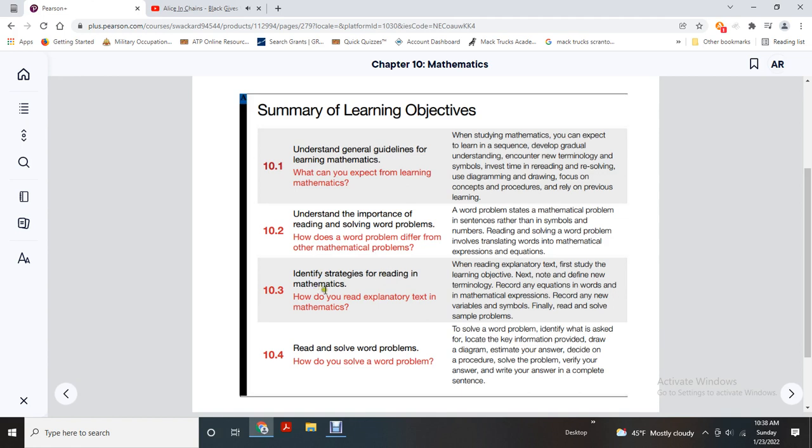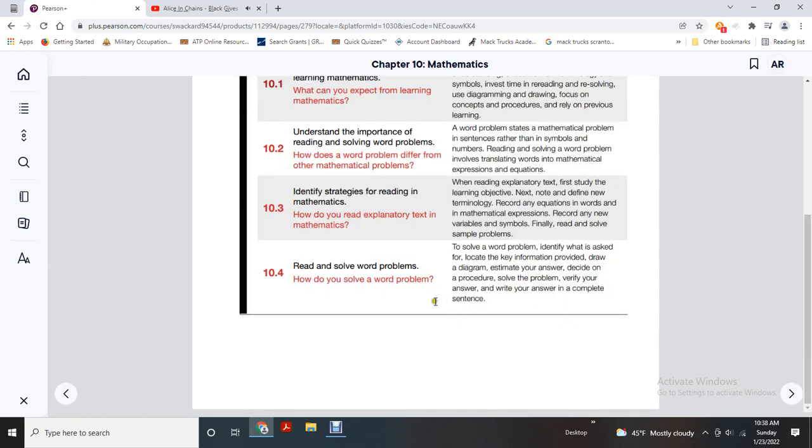Identifying strategies for reading mathematics: how do you read explanatory text in mathematics? When reading explanatory text, first study the learning objectives, take notes, define the terminology, and record equations and mathematical expressions in words. Assign new variables, assemble, and find a resolution to the problem.